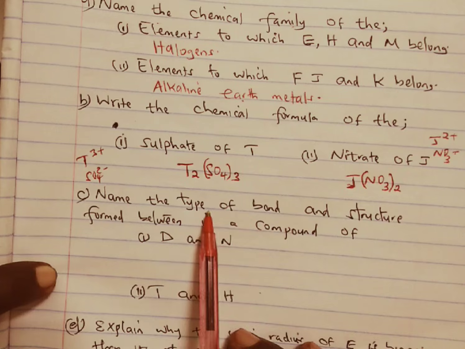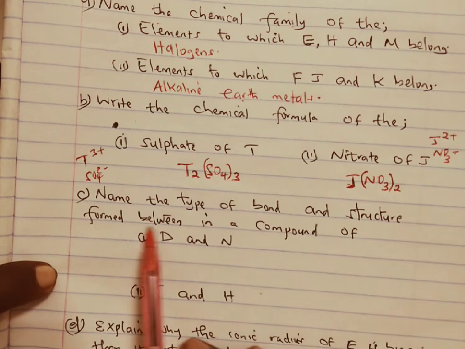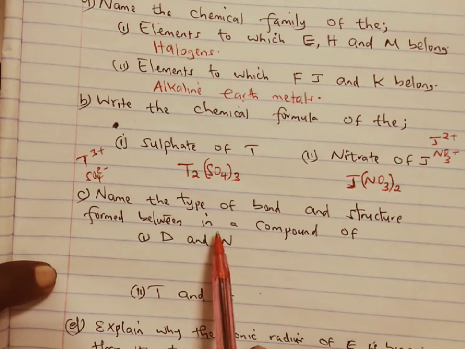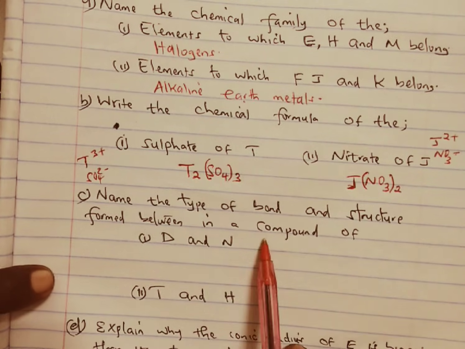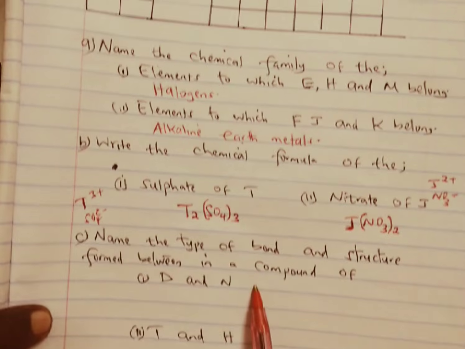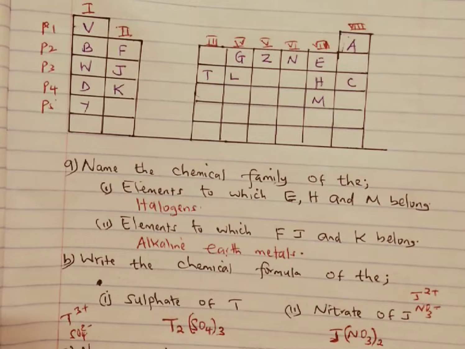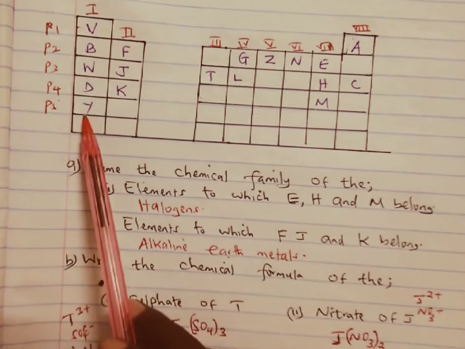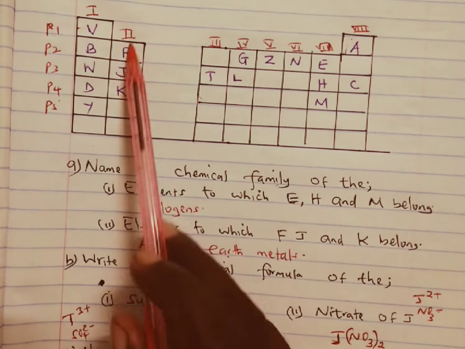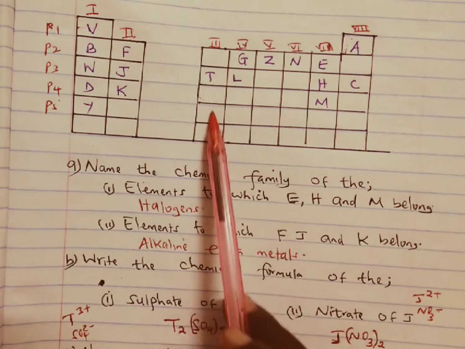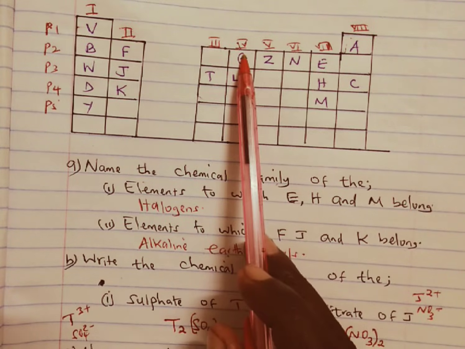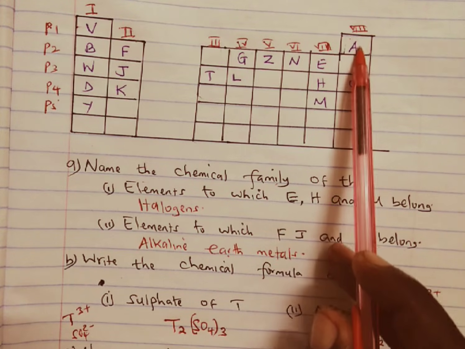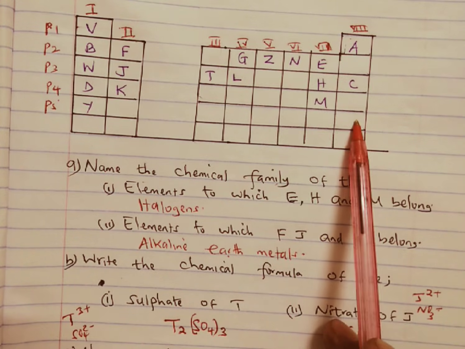Name the type of bond and the structure formed in a compound of D and N. So if you look at D and N, D is found in group 1 and all group 1 elements are metals. Group 2 are metals, then group 3 metals, then group 4 up to group 7 are nonmetals, and then of course group 8 are noble gases.